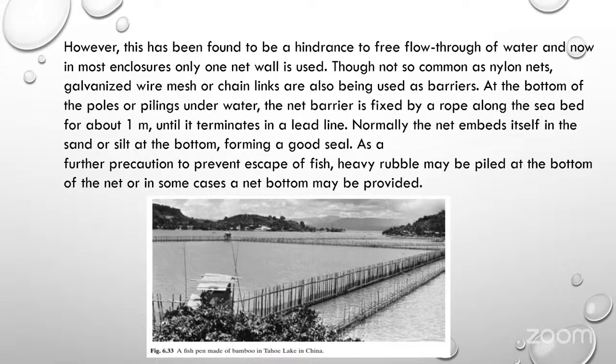Though not so common as nylon nets, galvanized wire mesh or chain links are also being used as barriers. At the bottom of the poles or piling underwater, the net barrier is fixed by a rope along the seabed for about 1 meter until it terminates in a lead line. Normally, the net embeds itself in the sand or silt at the bottom, forming a good seal. As a further precaution to prevent escape of fish, heavy rubble may be piled at the bottom of the net, or in some cases, a net bottom may be provided.